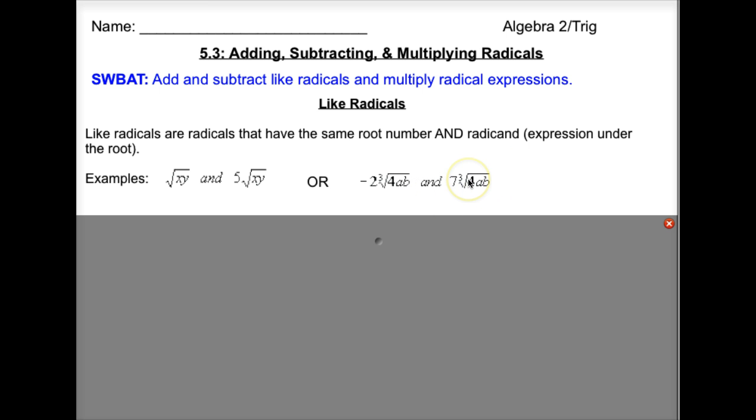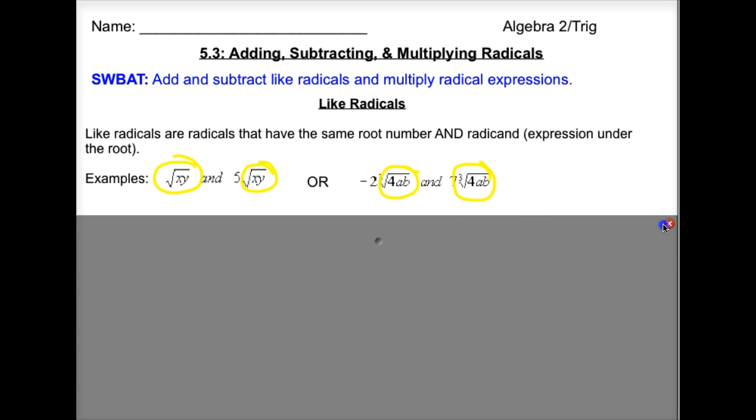What's under the radical is the same thing. You can see under this radical is cube root of 4ab, cube root of 4ab. Here it was square root of xy, square root of xy. So those are my like terms.